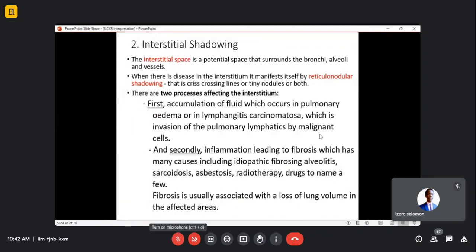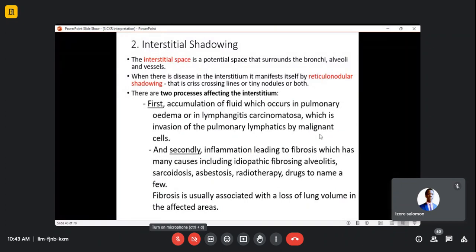So the interstitial space is a potential space that surrounds the bronchi, alveoli and vessels. I said that in the lungs there are alveoli, but they are separated by what you call connective tissue, the interstitium, where the bronchi pass, where the vessels pass, blood vessels and lymphatic vessels.